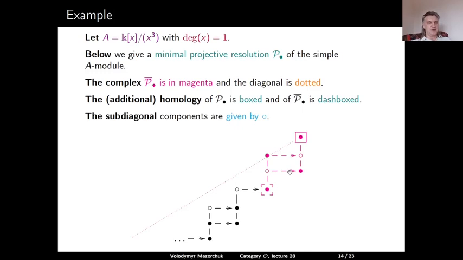So here is the picture. So this is k[x] modulo x cubed. We have three components, and this is a simple module in homological position 0 and in degree 0. So it's covered by a projective. The kernel is here. So we covered the kernel, and we have one additional component, which is a new kernel, which we now have to cover.